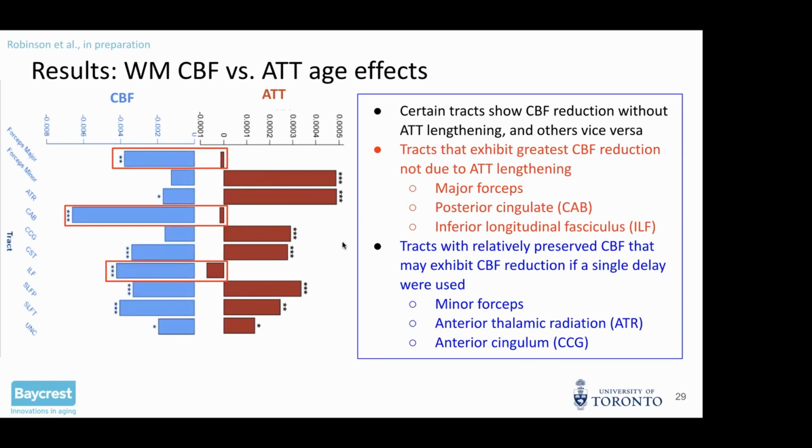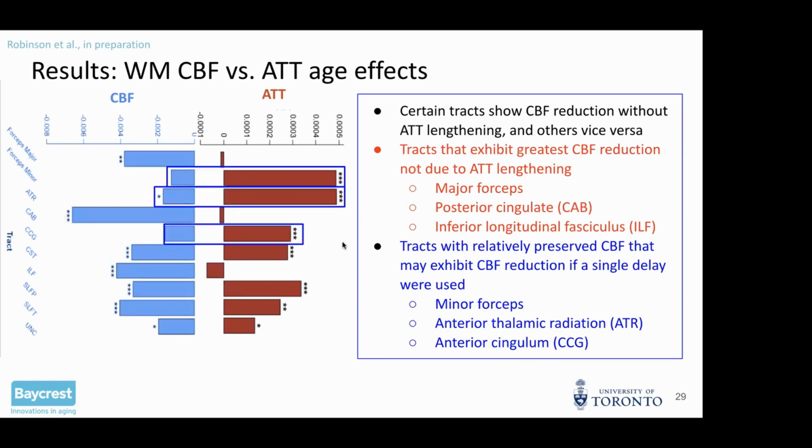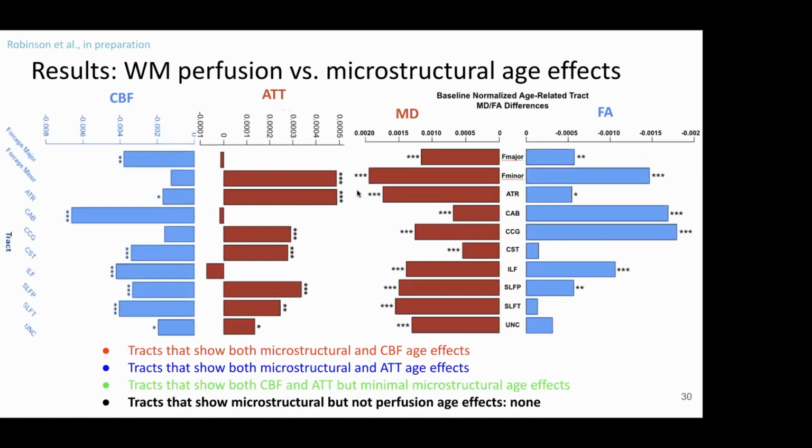On the other hand, there's an opposite trend. Structures that show more delay in perfusion, but without an actual significant reduction in diffusion. So the blood is coming, it's just late. These structures include the minor forceps, the anterior thalamic radiations, and the anterior cingulum. So what does that mean? Again, this is preliminary, but I would like to use this data to raise some questions for you all to think about.